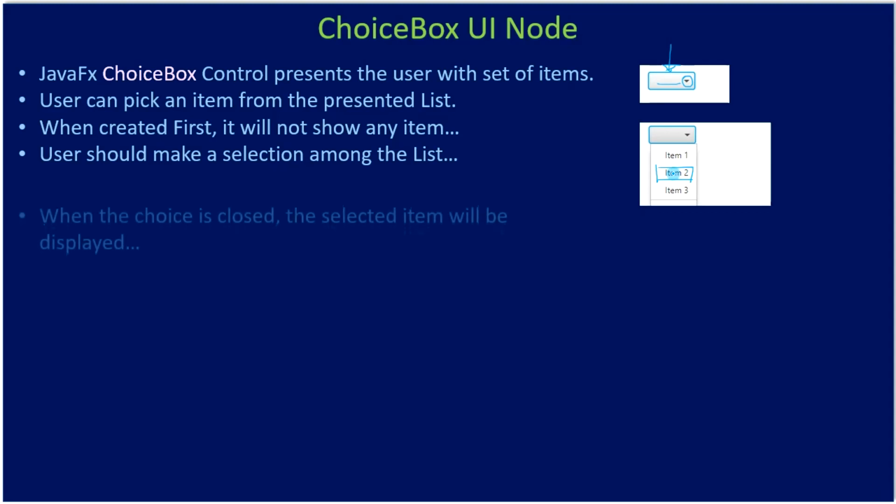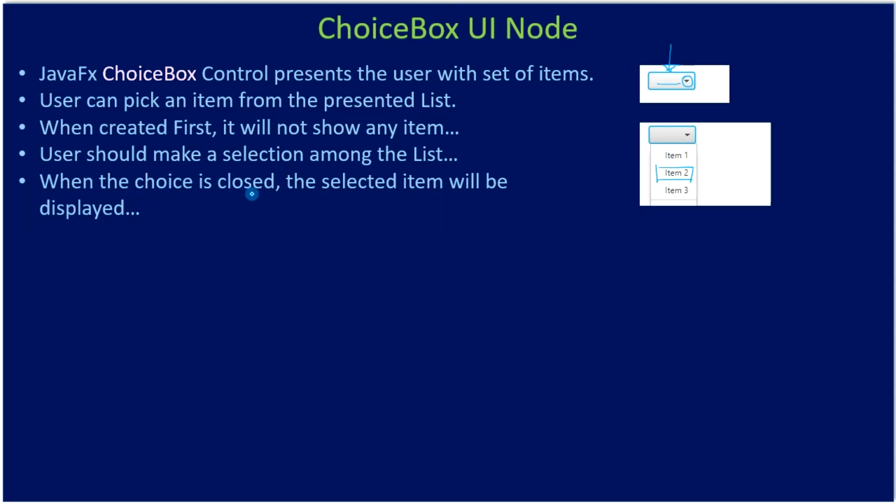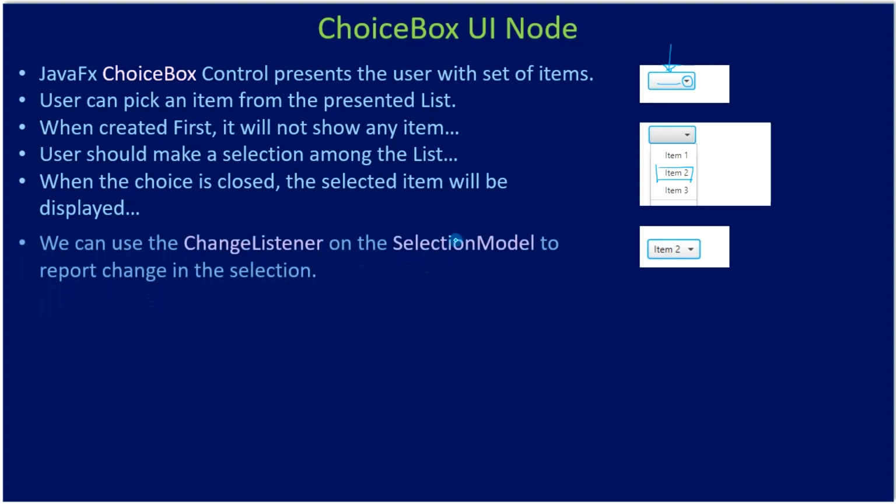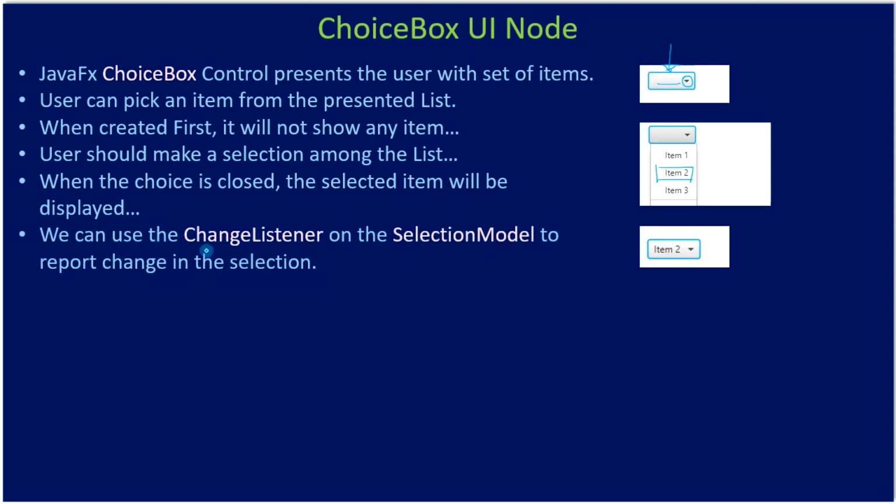will get collapsed. When the choice box is closed, the selected item will be displayed in the text area, or the text part of the control. So here if you see, the user selected item 2, the drop down will get closed and the selected item will be displayed in this empty area. We can use the change listener on the selection model. That means first we need to retrieve the selection model, then using the change listener we can report the selection change.